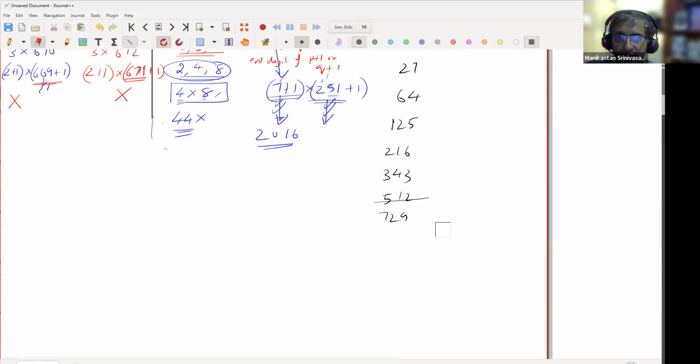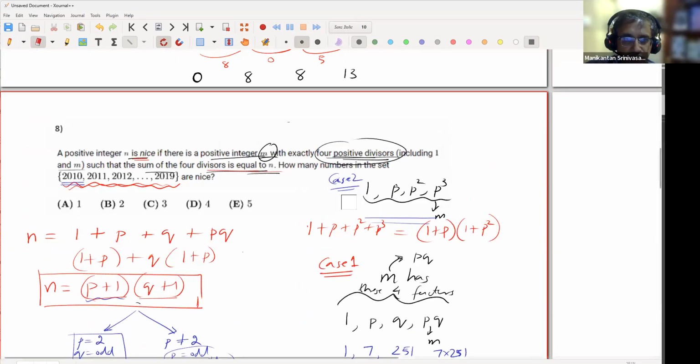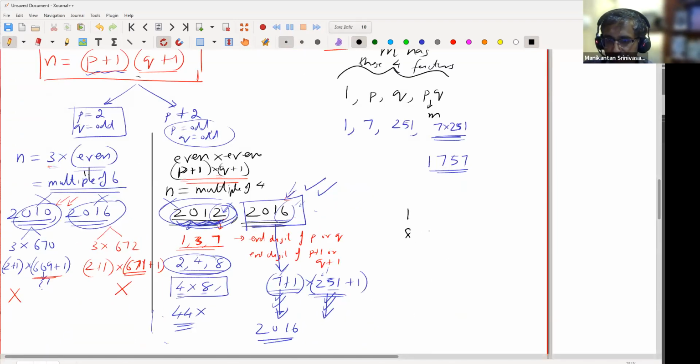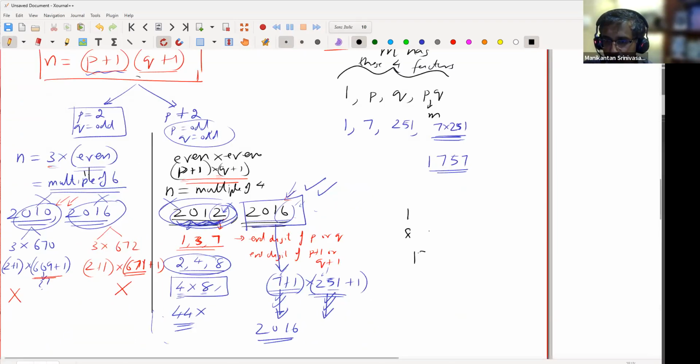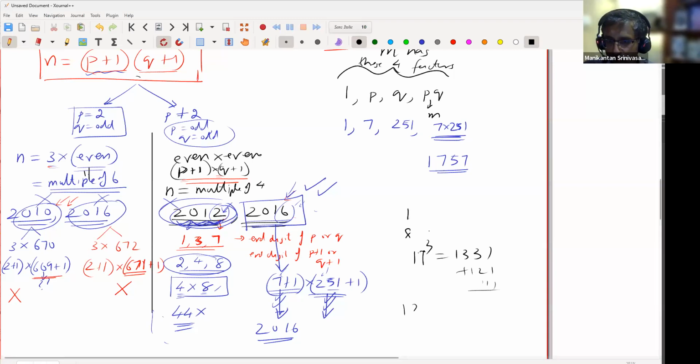We can start straight away with big numbers because we need P cube plus P square plus P plus 1. So we need big numbers if they have to fall in the 2000 regime, right? We know that 11 cubed is 1331. So if you add the 120 and the 11 and all that, we are not going to reach anywhere close to 2000. So we can start with 12 cubed. 12 cubed is Ramanujan number, right?